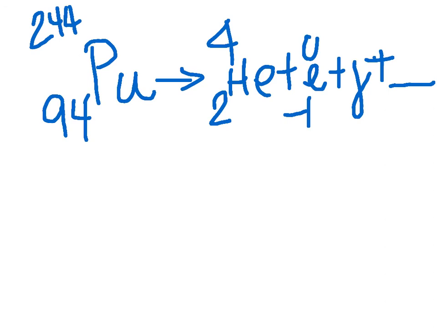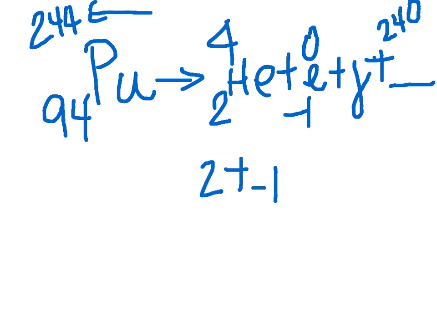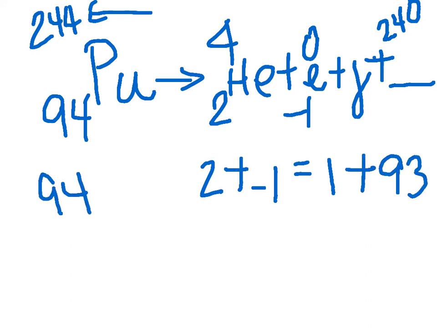This looks hard, but it's really not. On the top numbers, I have 4 plus 0, which is 4. On the other side, I have 244. I know that 240 plus 0 plus 4 equals 244. On the bottom, I have 2 plus a negative 1, and that gives me a positive 1. On the other side, I have 94. I know that 1 plus 93 is 94, so it's element 93. I go and find element 93 on the periodic table, and I see that it is Np.